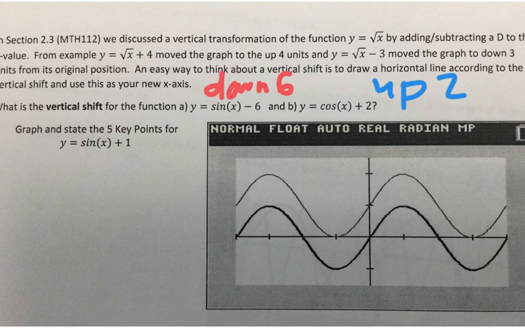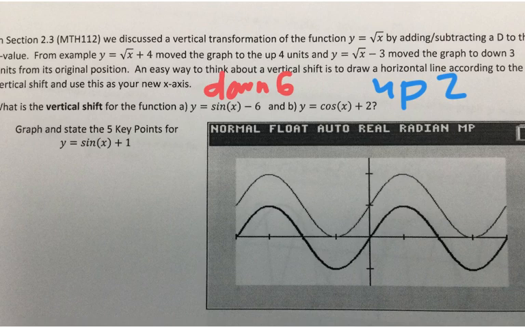Okay, so they did one here for us. It's already been graphed. They took y equals sine of x and added 1 to it. So what were my critical points for sine of x? Those critical points would be (0, 0), (pi over 2, 1), (pi, 0), (3 pi over 2, negative 1), (2 pi, 0). And remember, we can find these by either memorizing them or by rotating around the unit circle.